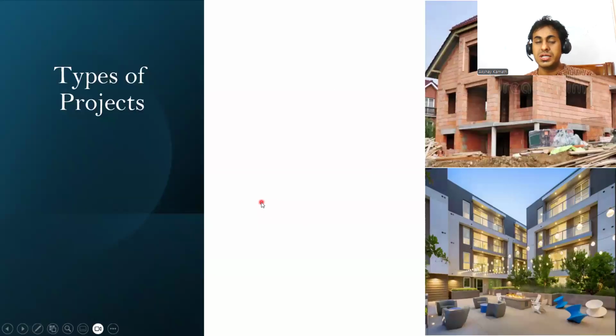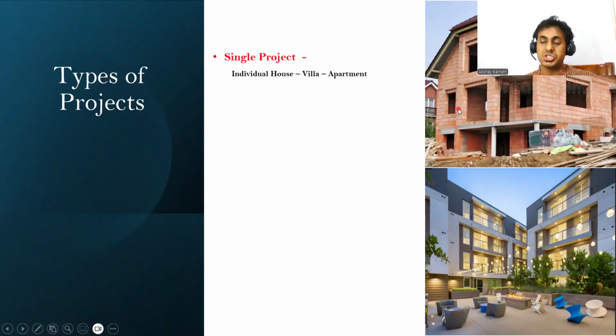Now we will try to understand what are the types of projects. So the first one is called a single project. This is house construction, or let's say apartment construction, or a villa construction. All these things we call a single project.